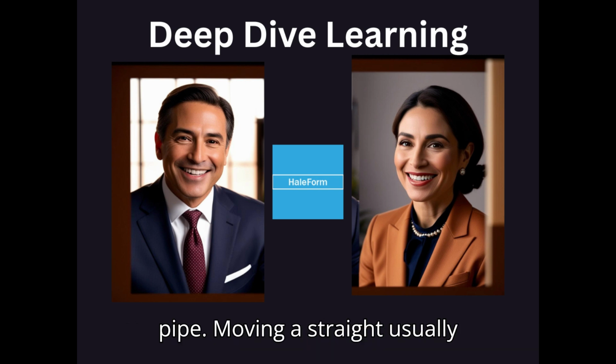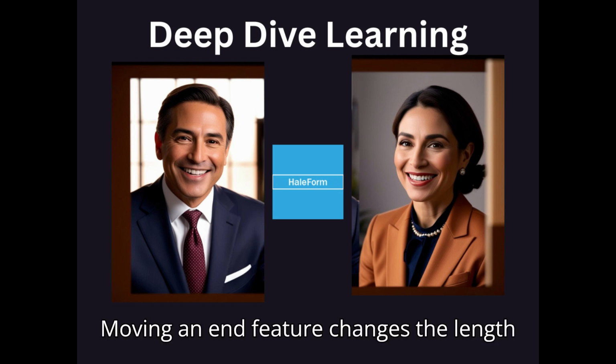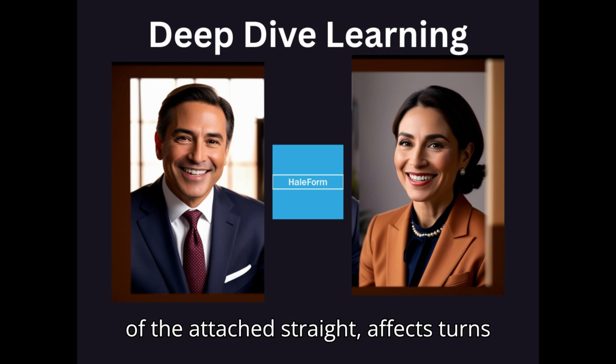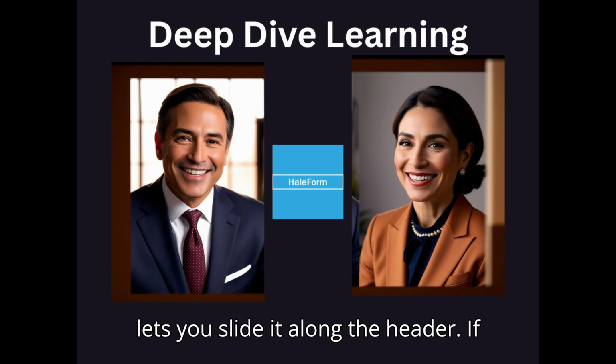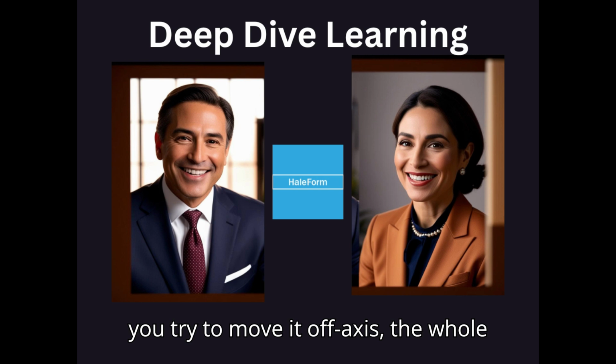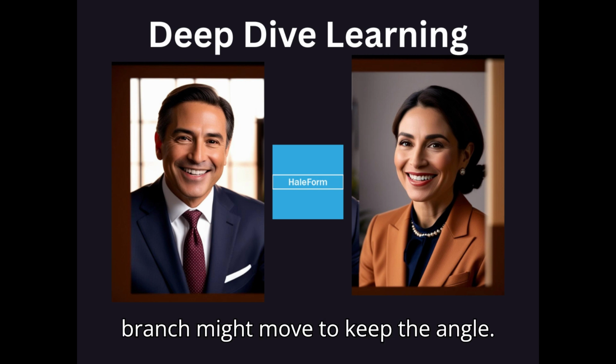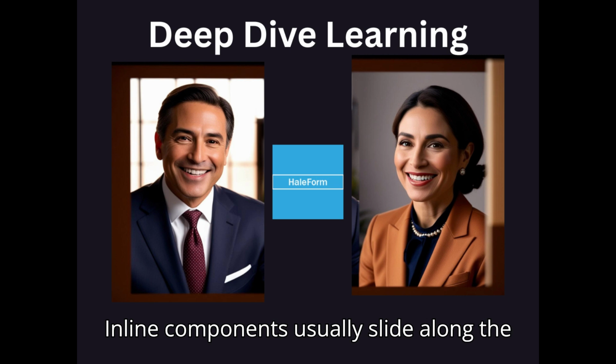Moving a straight usually slides it perpendicular to its axis. Moving an end feature changes the length of the attached straight, affects turns too. Moving a branch connection often lets you slide it along the header. If you try to move it off axis, the whole branch might move to keep the angle. Inline components usually slide along the pipe they're on.